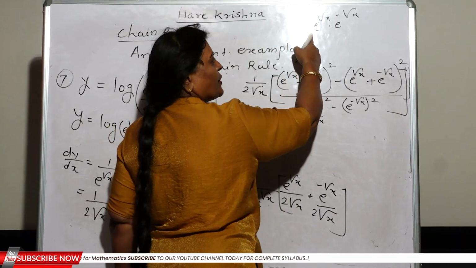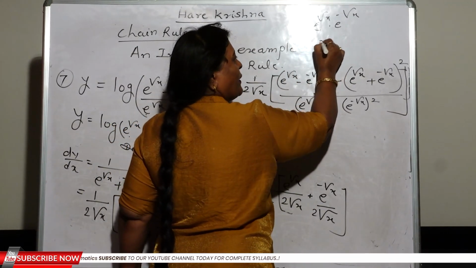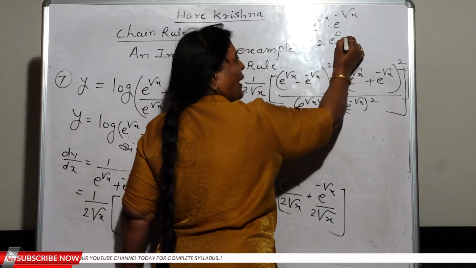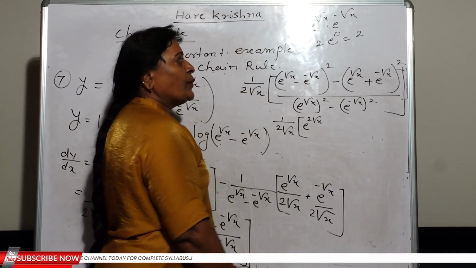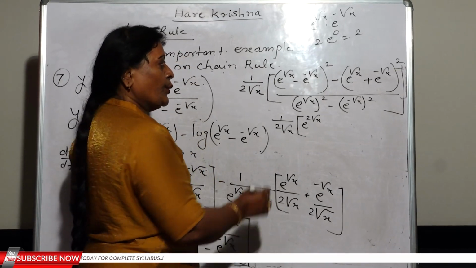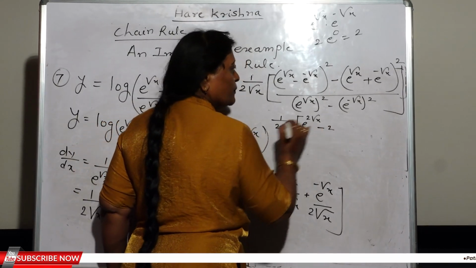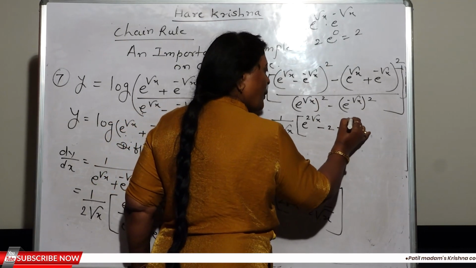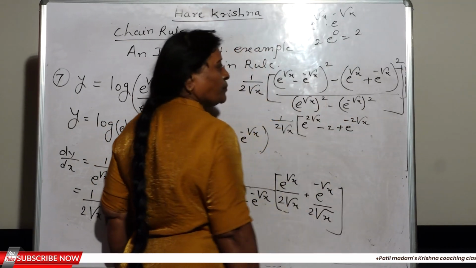Now again if you observe this, the base is the same. You can add indices, means root x minus root x you will get 0, and anything to the power 0 is always equal to 1. Therefore 2 into 1 is 2, means here you have got 2. Right? Again the square of the second term, that is e to the power minus 2 root x.